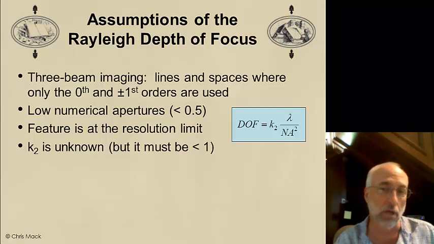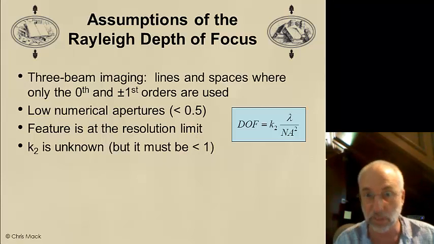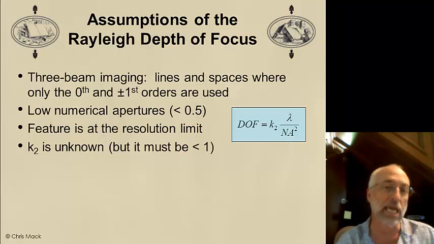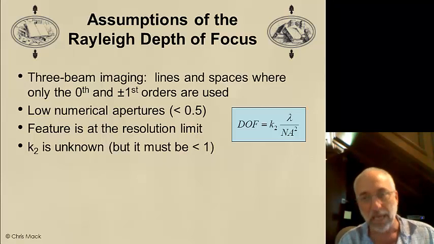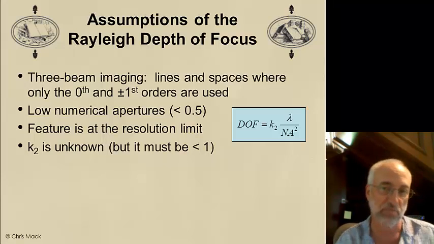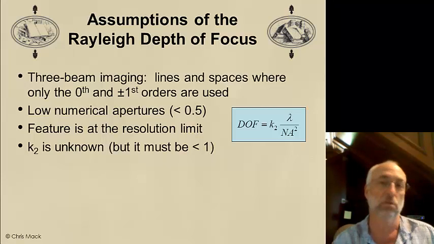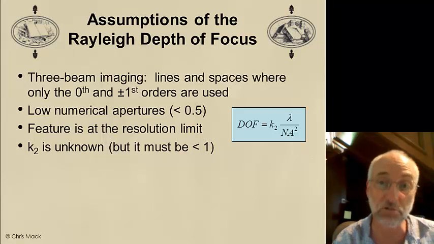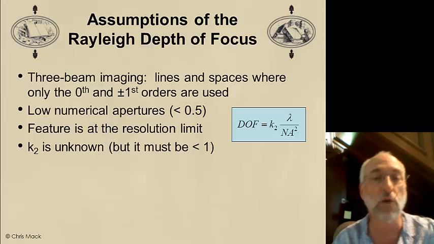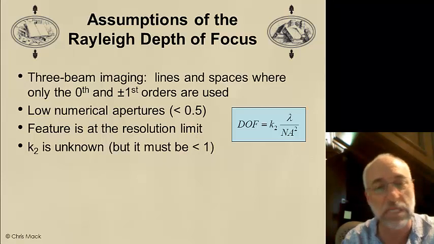Further, to use this equation, we have to know K2, and K2 is unknown until we actually go make some measurements of what the depth of focus really is. All that we know is that K2 must be less than 1. And from experience, it's often in the range of about 0.8. So, that's a lot of assumptions, a lot of restrictions. If we're trying to use the Rayleigh depth of focus equation when these restrictions don't apply, we're making a mistake.